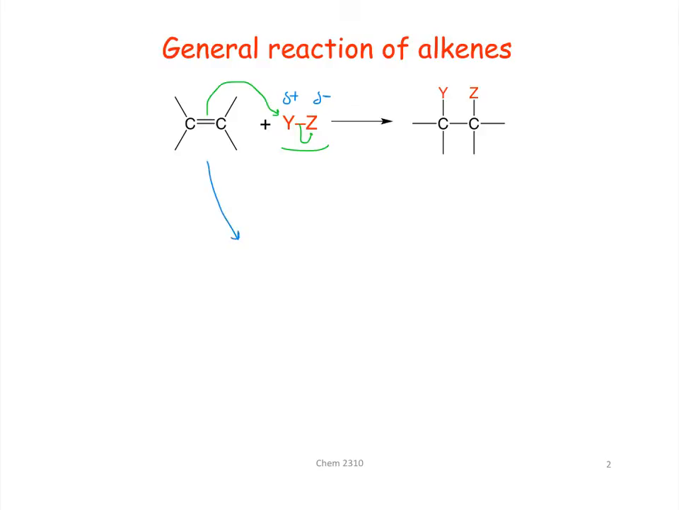Alright, this is going to lead to the formation of an intermediate where that Y group is attached to one end of where the double bond used to be, leaving a carbocation on the other end. So we saw this already, right? This is a carbocation intermediate.